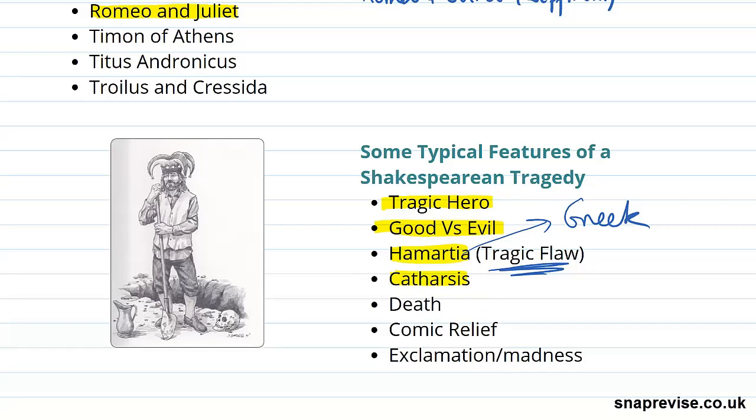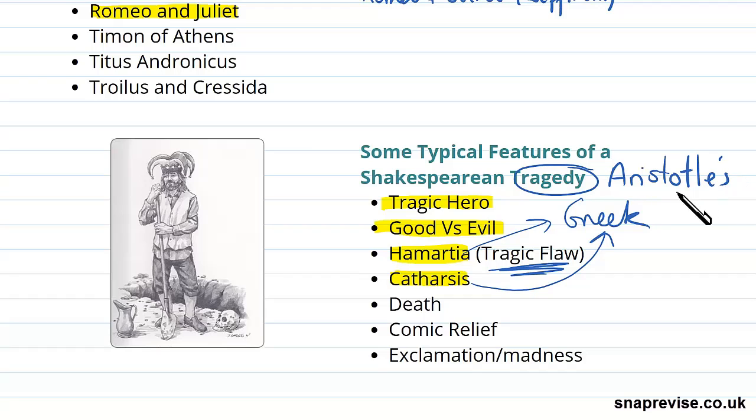Catharsis is another Greek word, and it essentially means the release of emotion. If we say we find something cathartic, we find the pain in it kind of therapeutic. And so as an audience member, we might find watching a tragedy cathartic because we feel kind of purged of those emotions.